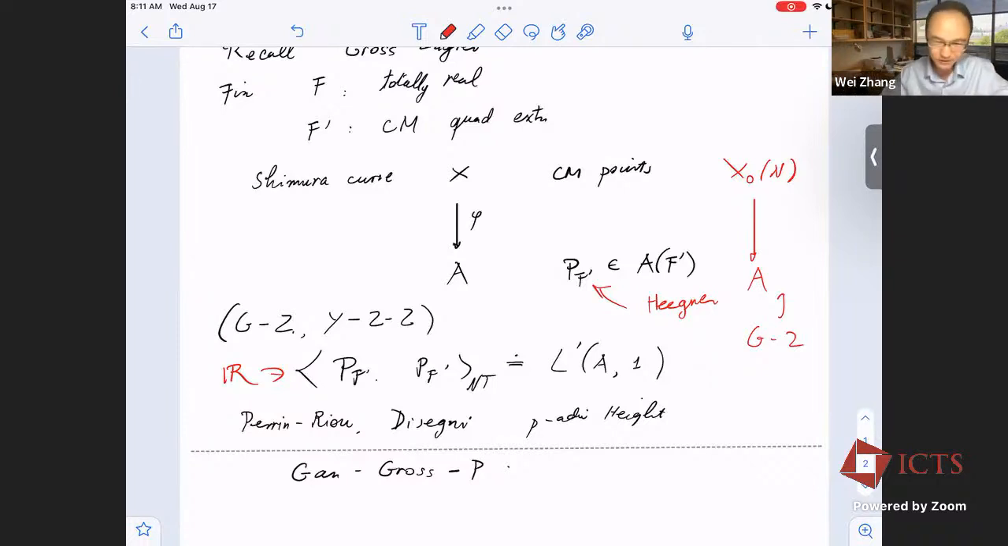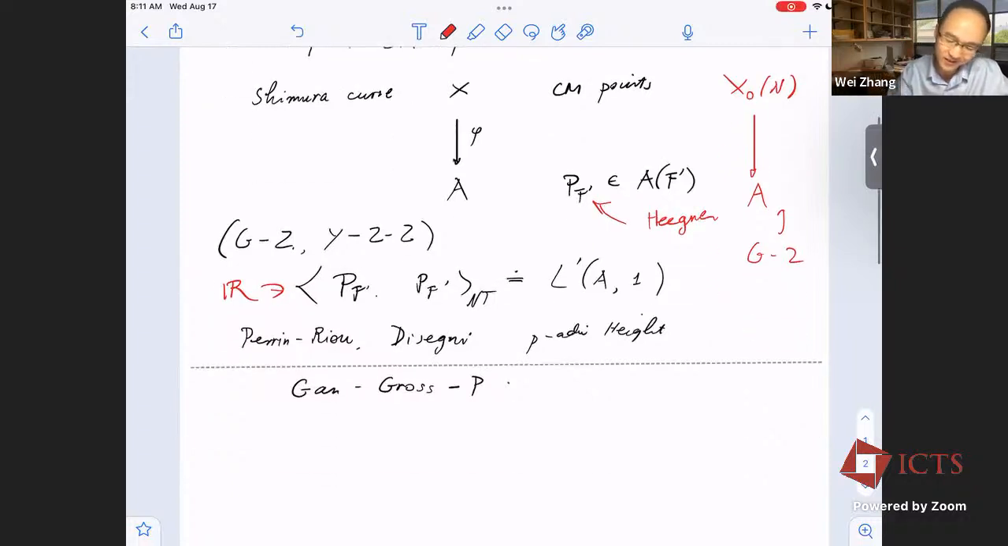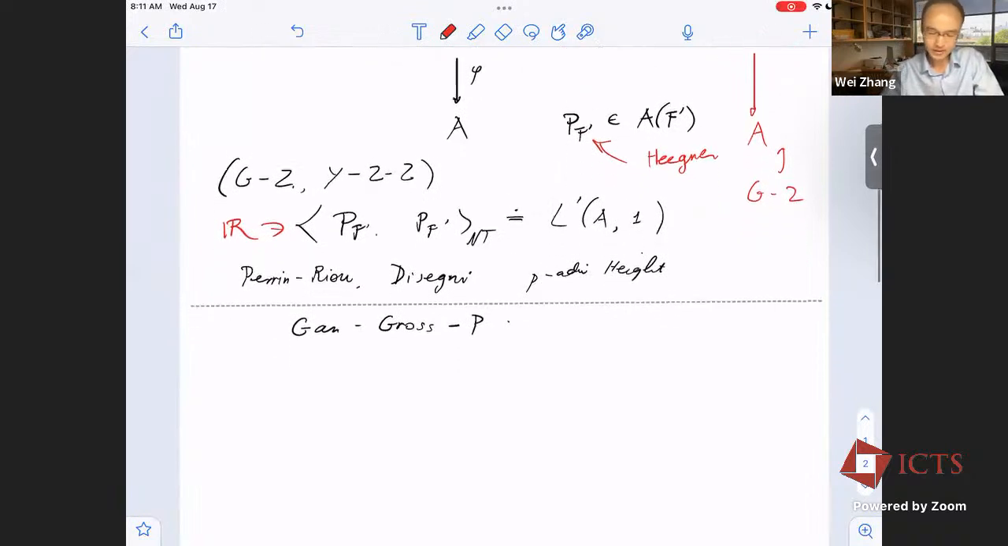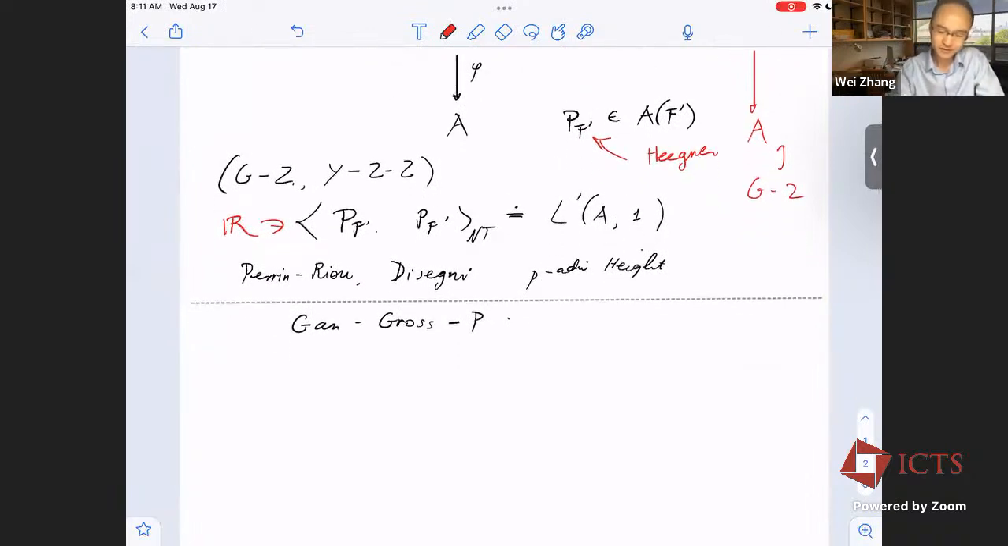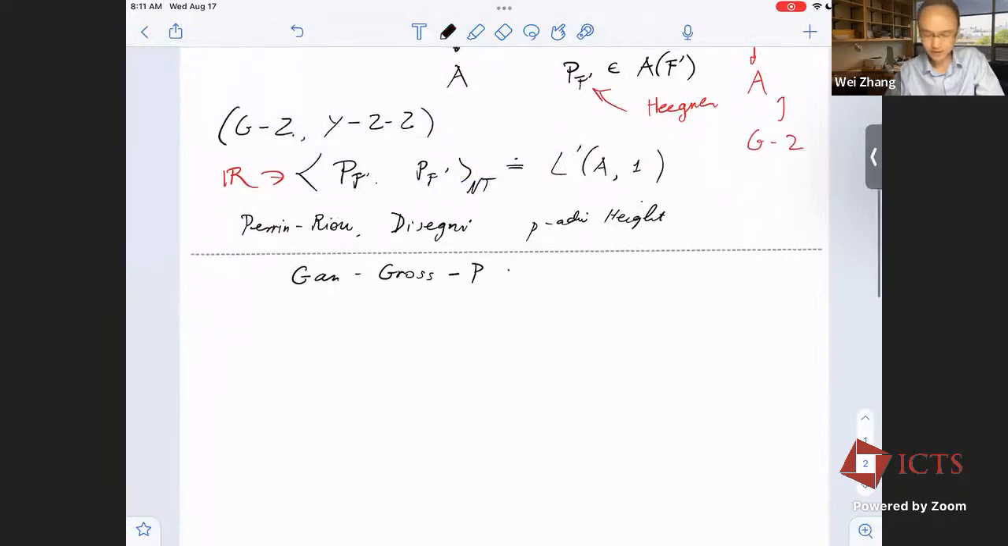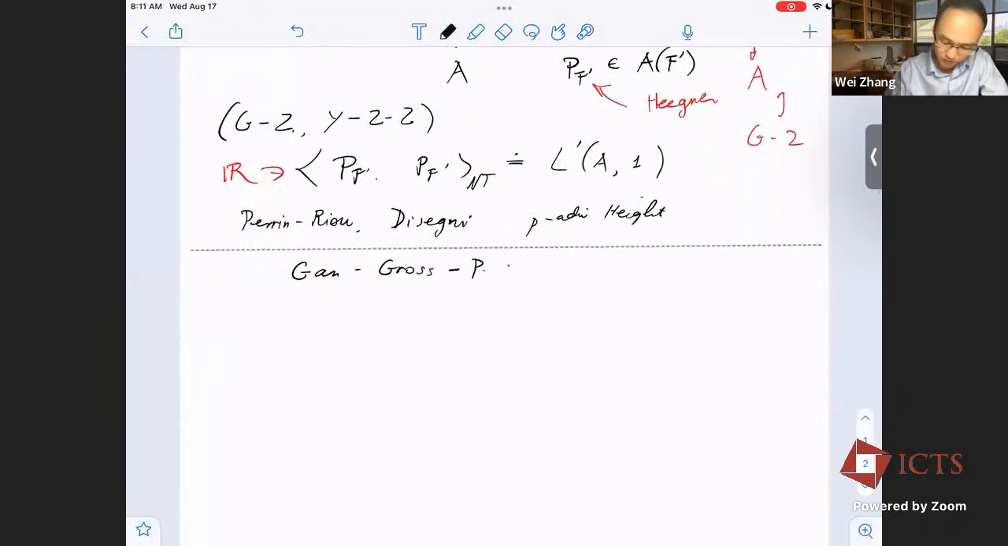Okay, so maybe that's relevant to the work of Waldspurger. It's actually coming up later, so maybe at that point we can discuss again. Yes, it's true that there are many different versions of Gross–Zagier. Here I'm talking about the height of Perrin-Riou, or the p-adic height of Perrin-Riou. Okay, so let me continue with the Gan–Gross–Prasad formulation.